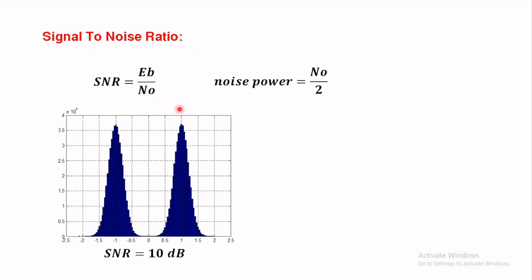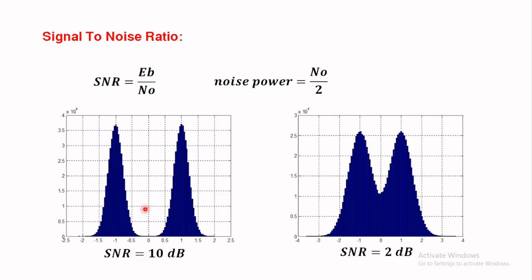So for example, we may transmit the geometric representation of 1 and minus 1, but the distribution, or the histogram, of the received signal with noise will be distributed this way. We see that here we have the 1 and some Gaussian distribution around this value, and we have the minus 1 and some Gaussian distribution around this value. This is with a signal-to-noise ratio of 10 dB. Increasing the noise power, or decreasing the signal power, will give the following distribution.